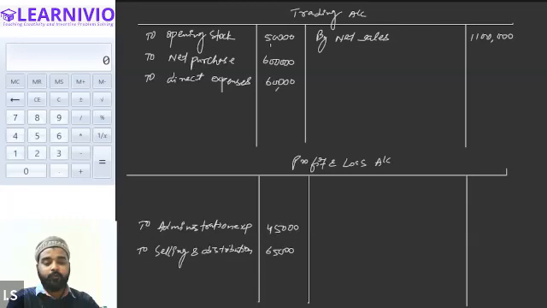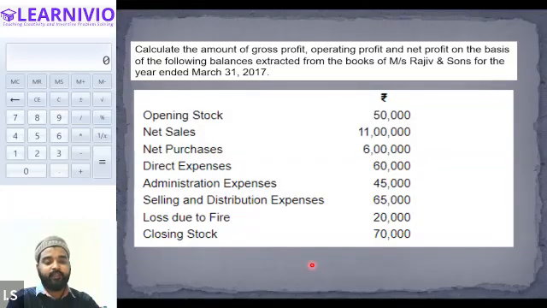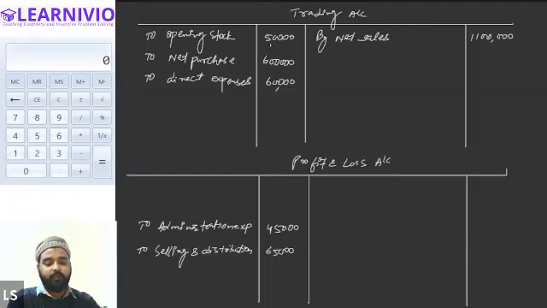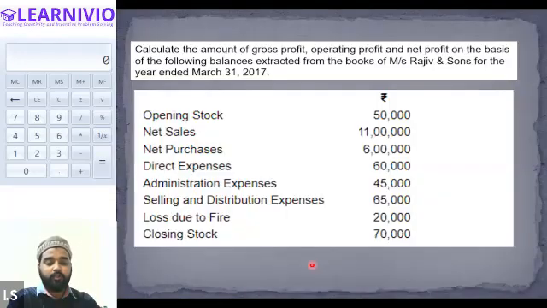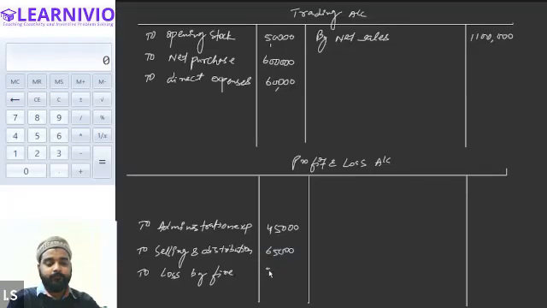Okay. Now, the next item is loss due to fire. Tell me what kind of expense it is. Is it indirect expense or direct expense? Loss due to fire is always an indirect expense. So again, we will record it on the debit side of the profit and loss account, to loss by fire. The value of loss by fire is 20,000.